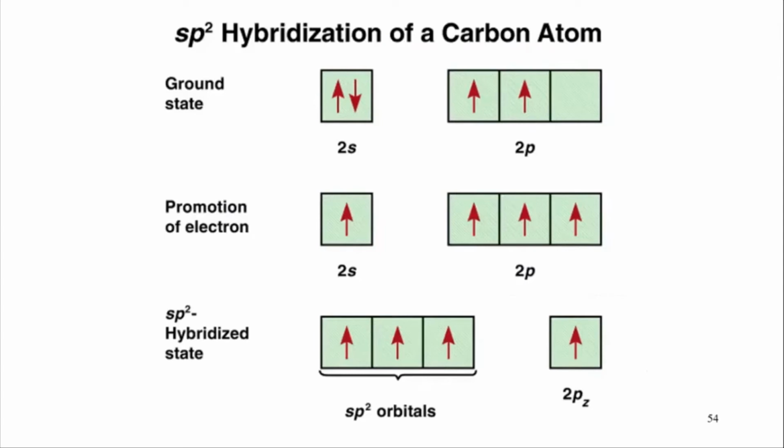So let's consider, for example, a carbon atom, which, as we've talked about, is a very versatile element in terms of bonding. On the top, we see the ground state of carbon, 2s2, 2p2. That's the valence shell, essentially, with the 2 electrons in the 2p subshell sitting in separate orbitals.